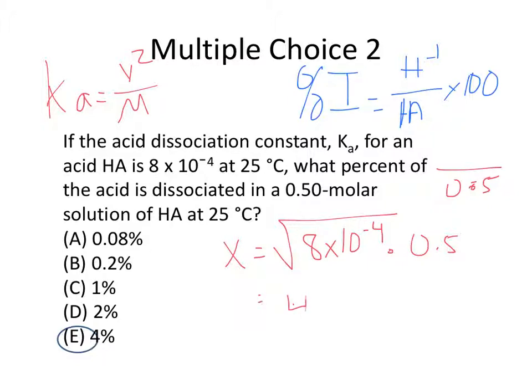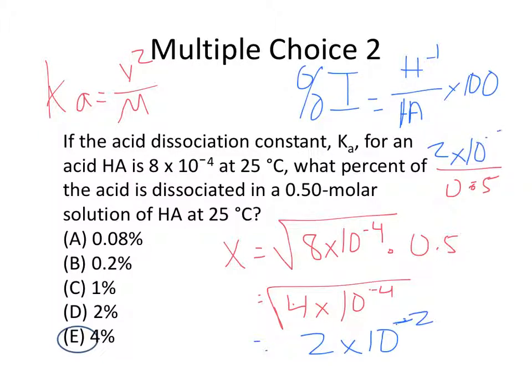All right, so 4 times 10 to the negative 4th. What is 4 to the negative 4th square rooted? 2 to the negative 2. You seeing how this is head math? So what is 2 times 10 to the negative 2 divided by a half? Be very careful here. Oh, 4. It is 4 times 10 to the negative 2. Multiply by 100, which is 4%.